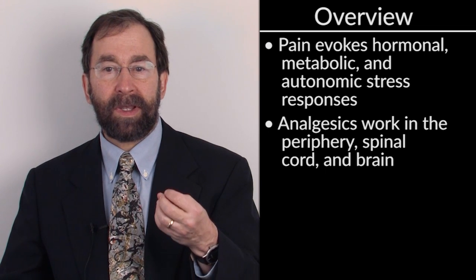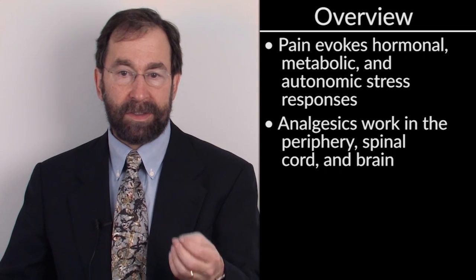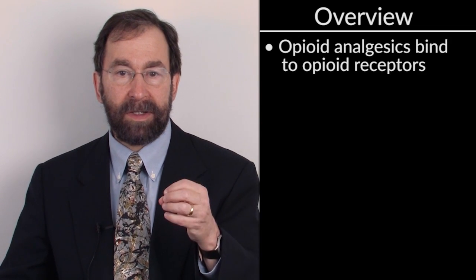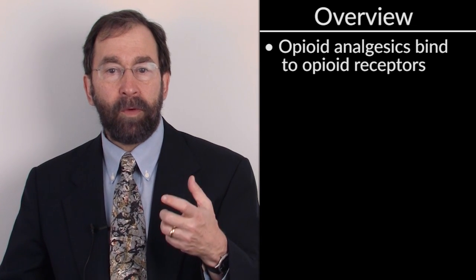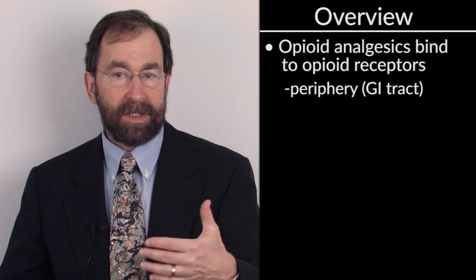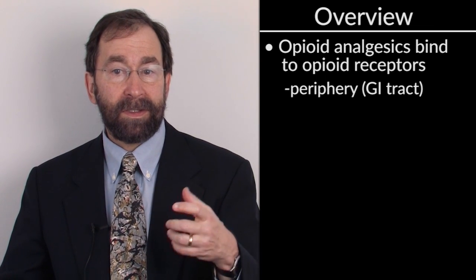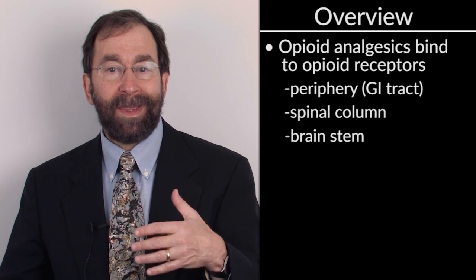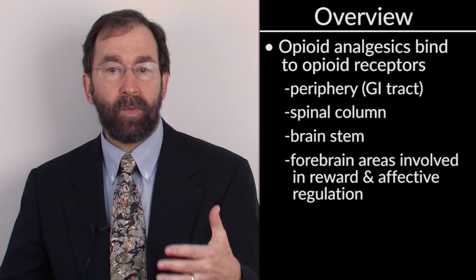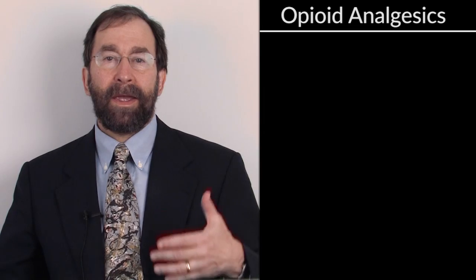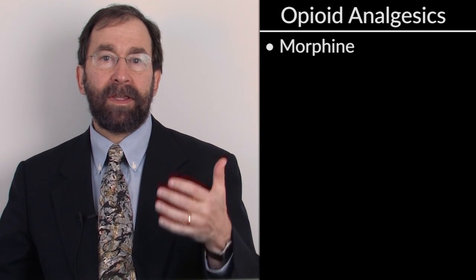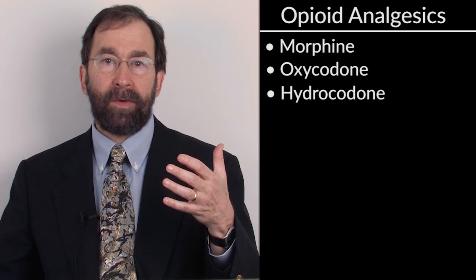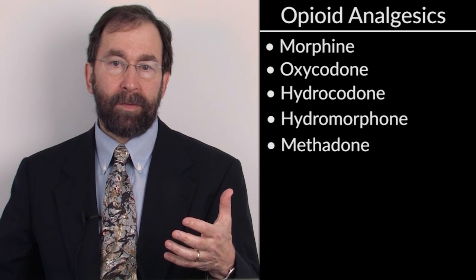Analgesic medications work at a range of sites in the periphery, in the spinal cord, and in the brain. Opioid analgesics work in part by binding to opioid receptors, which are the targets of endogenous opioid peptides. Opioid receptors are present in the periphery, especially in the gastrointestinal tract, in the spinal cord, in the brainstem, and in forebrain areas that are involved in reward and affective regulation. Examples of opioid analgesics that are commonly used include morphine, oxycodone, hydrocodone, hydromorphone, and methadone.